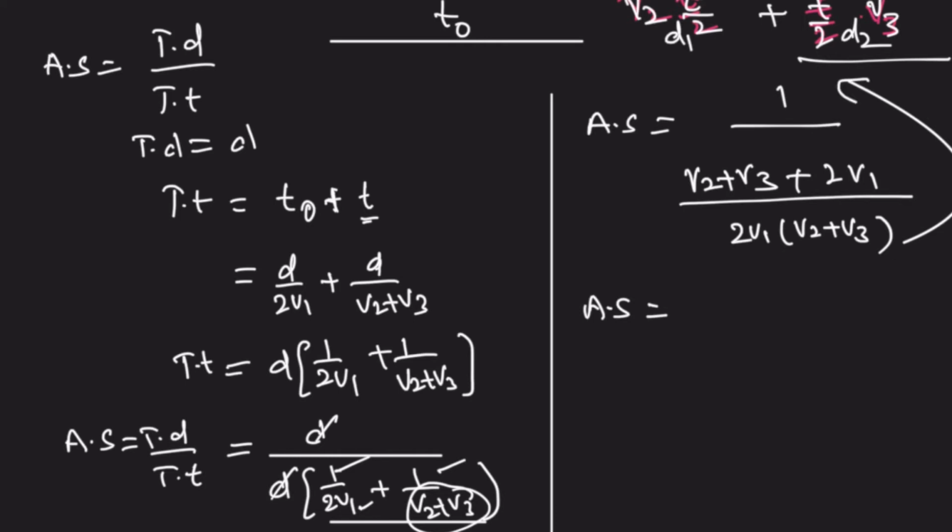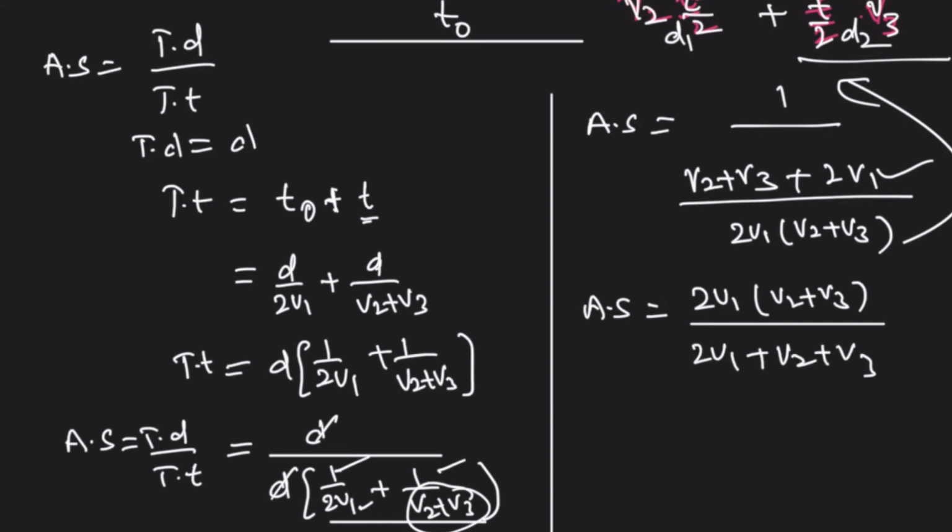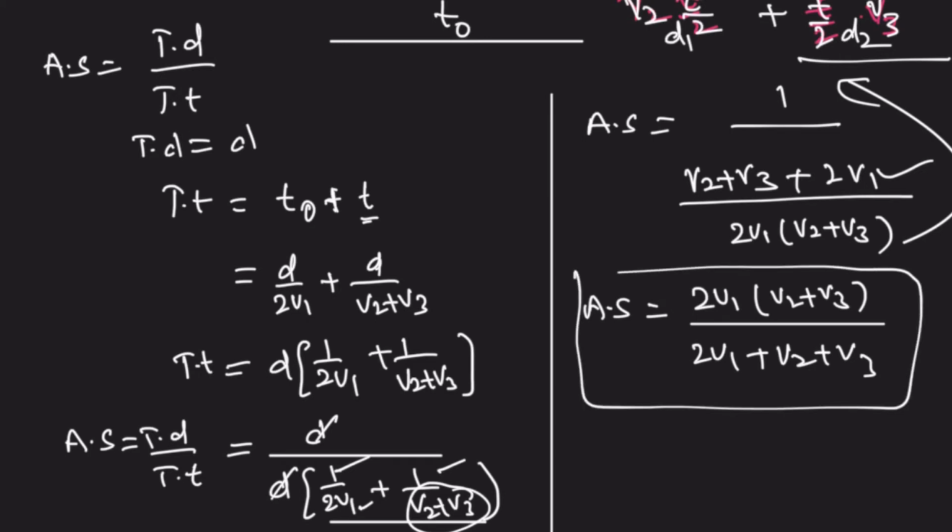So here 2v1 v2 plus v3 is the denominator of the denominator, that is nothing but the numerator. So 2v1 v2 plus v3 by, so first I take the term 2v1, next v2, next term is v3. So this is the average speed for that situation.